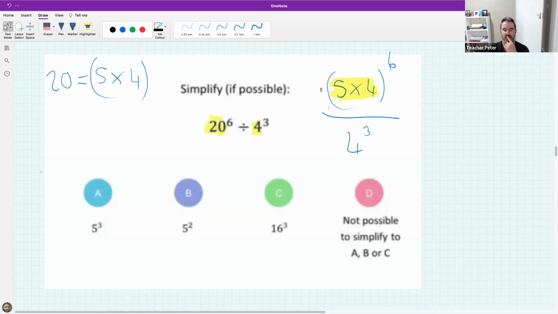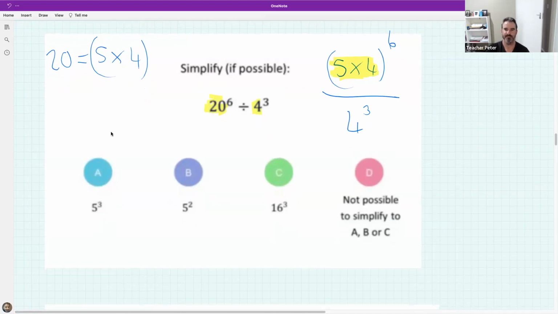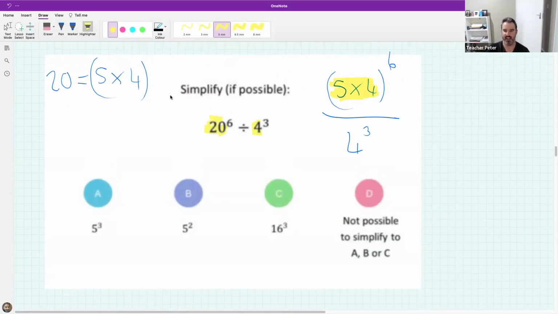Because one of the bases correlates with the denominator. Exactly. You wanted the bases to be the same, in order to at least simplify things. So what do you think my next step is going to be? We have to distribute the exponent. Yes, exactly. The 6 has to be distributed into the brackets. And what am I going to get when I do that?